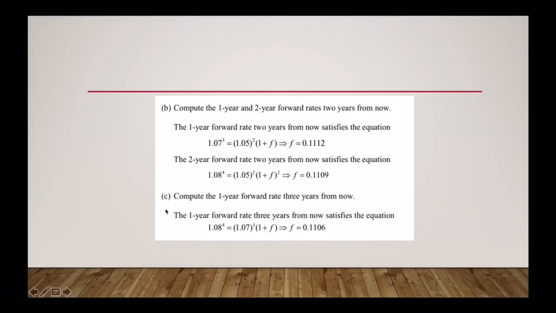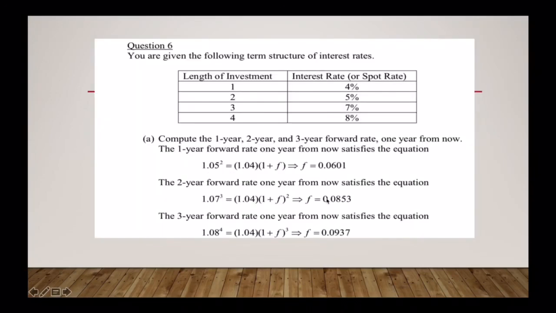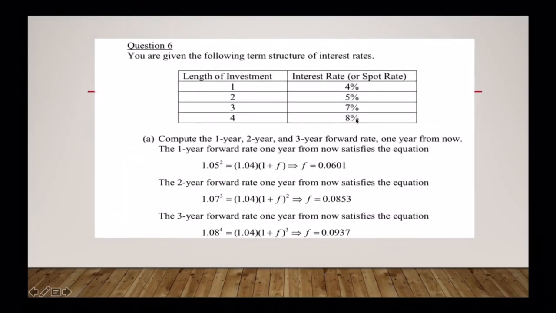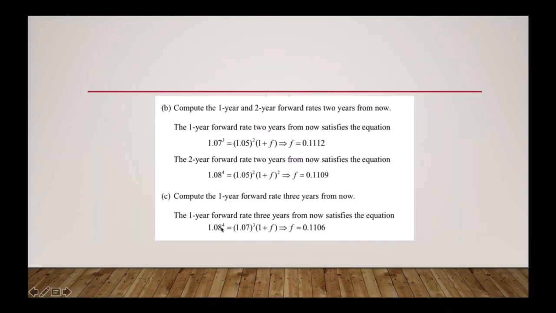It is the same for part C, which is 1 year forward rate 3 years from now. 3 years from now would be a 7% spot rate. So your fixed spot rate would be 1.07 to the power of 3. And then 1 year after 3 years would be 8%, so at length of investment 4 it is 8%. So 1.08 to the power of 4 is equal to 1.07 to the power of 3 times (1 plus f) to the power of 1. As you can see again, the sum of the powers, 3 and 1, is equal to 4, and the left hand side equals the right hand side.